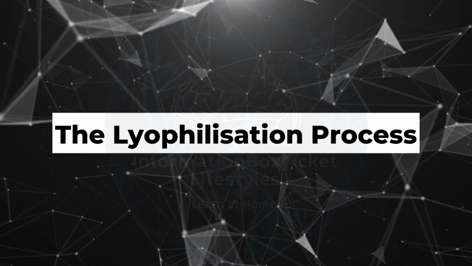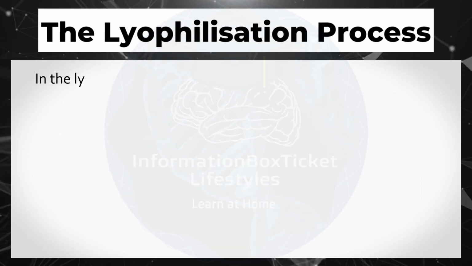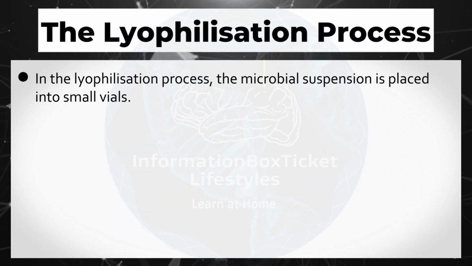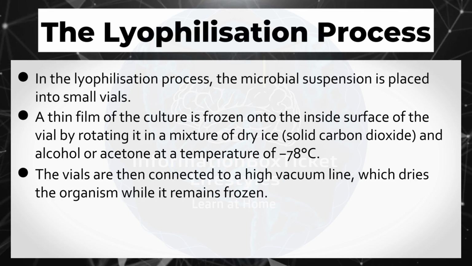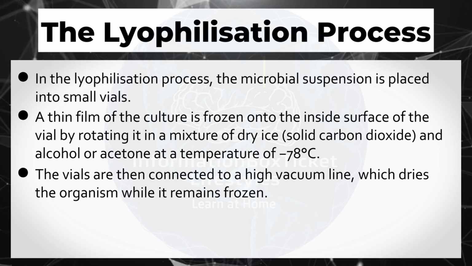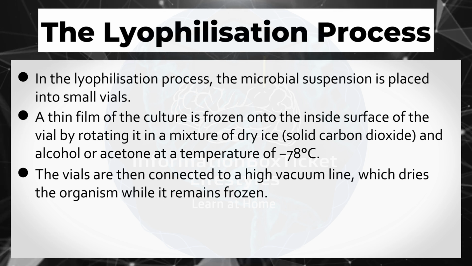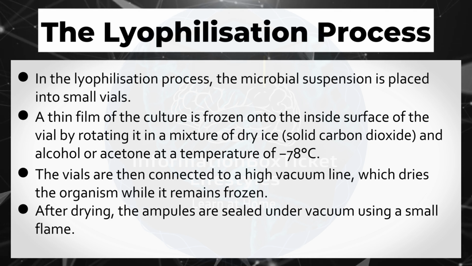The lyophilization process. In the lyophilization process, the microbial suspension is placed into small vials. A thin film of the culture is frozen onto the inside surface of the vial by rotating it in a mixture of dry ice, solid carbon dioxide, and alcohol or acetone at a temperature of -78 degrees Celsius. The vials are then connected to a high vacuum line, which dries the organism while it remains frozen. After drying, the ampules are sealed under vacuum using a small flame.